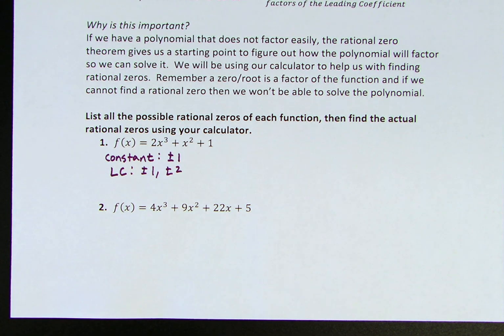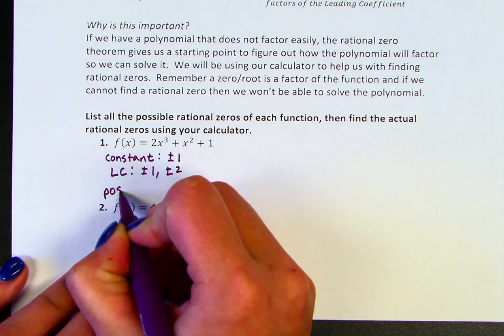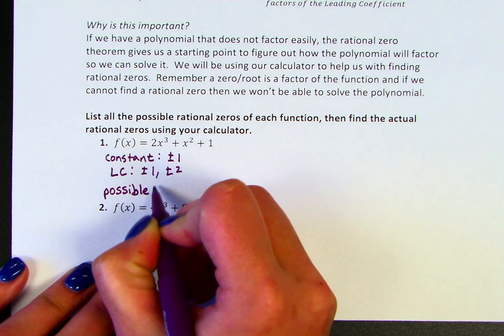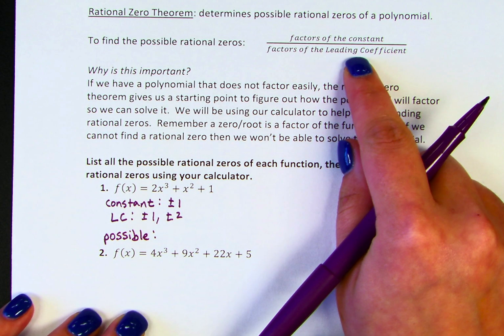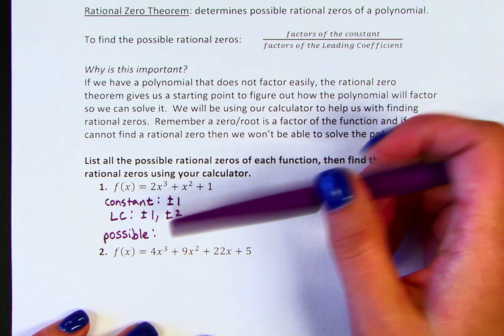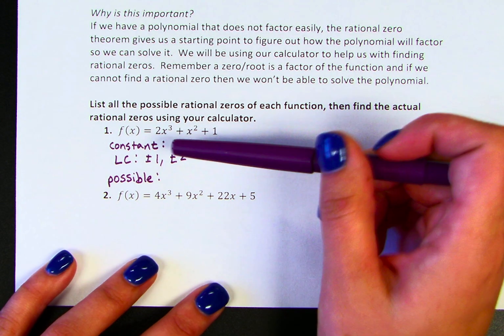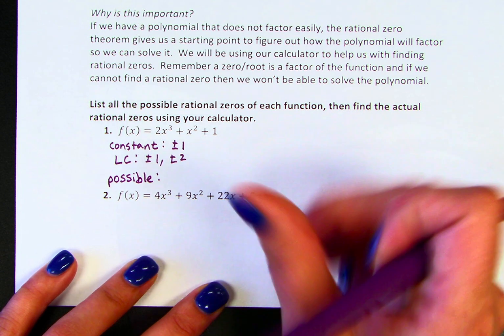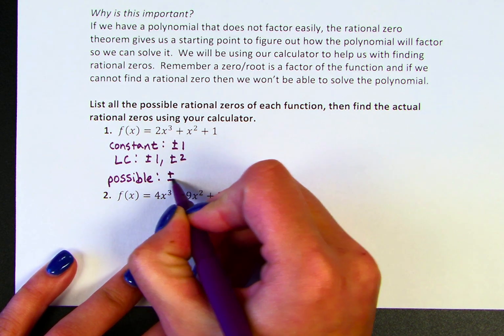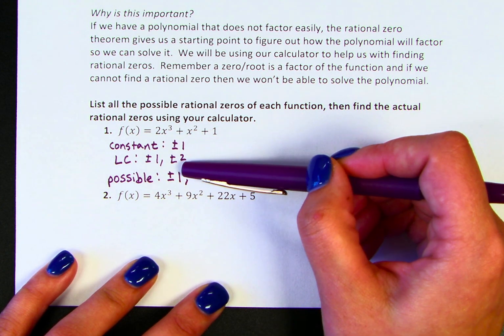Okay. And then our possible rational answers come from using this fraction. So I'm going to take each number that I listed out for my constants and divide it by each number in that leading coefficient. So 1 divided by 1 is 1, and I need to keep that positive and negative number there. And then I go to my next one. So 1 divided by 2 is 1/2.